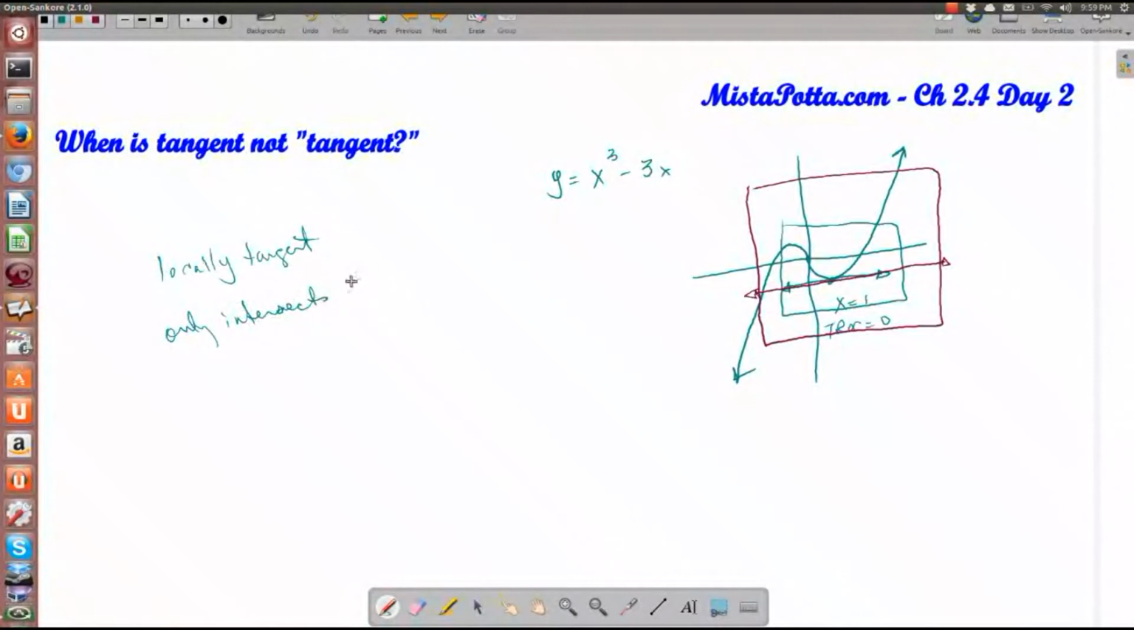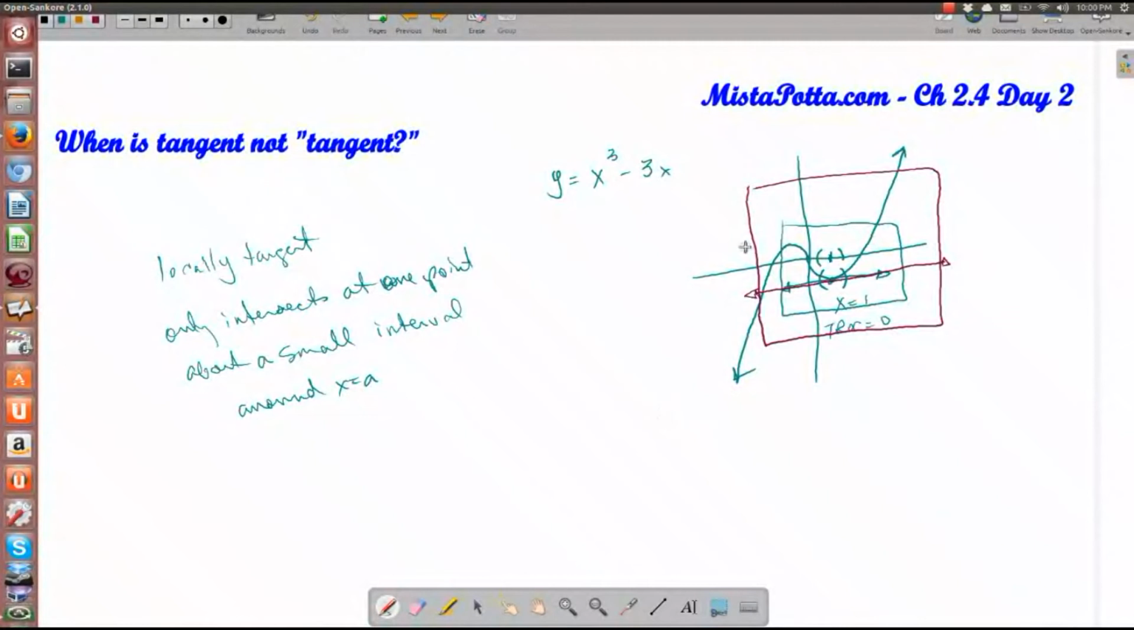So in other words, it only intersects at 1 point about a small neighborhood or a small interval around x equals a. So in other words, all I really care about is on some interval about this x value, is that the only point that it touches? And I can get it so that as long as I have that interval or smaller, that situation is going to be true.